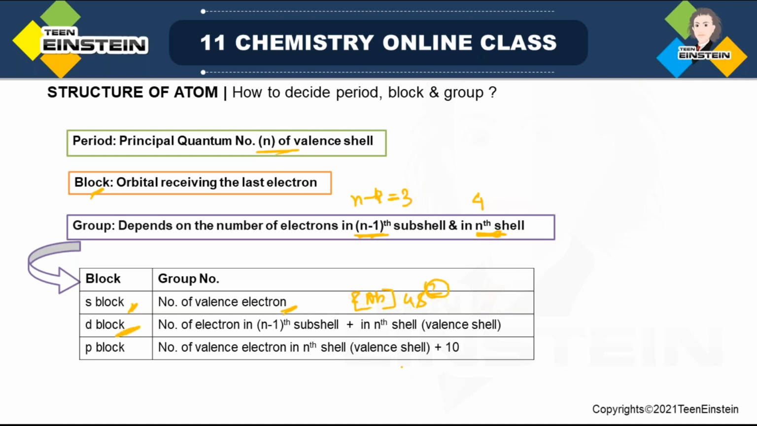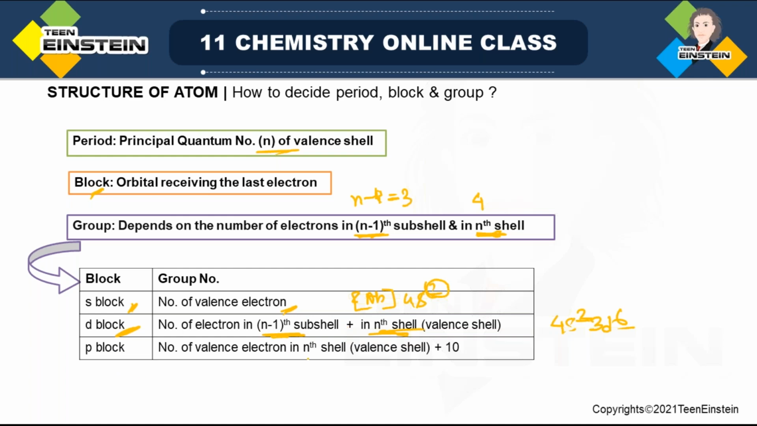If it belongs to D block, now what you have to do is add the electrons that are present in the nth shell and also the electrons that are present in the n-1th shell. So I will take the example of iron. After argon, it is basically 4s2, 3d6. That means 2 present in the nth shell, 6 present in n-1. Just add these two, 8. So the group number should be 8 and it is D block.